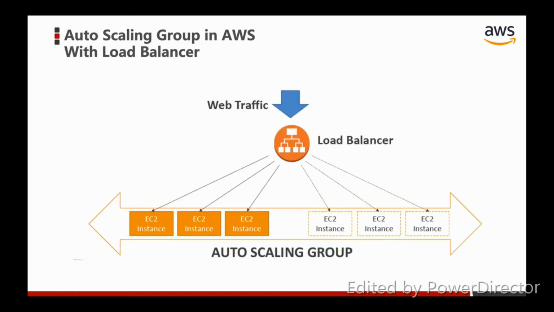Okay, next, let's look at this picture. Autoscaling group usually cooperates with a load balancer. So we can put a load balancer in front of an autoscaling group. The web traffic will be sent to the load balancer, and the load balancer will dispatch this traffic to the EC2 instances in the autoscaling group, which are behind the load balancer.